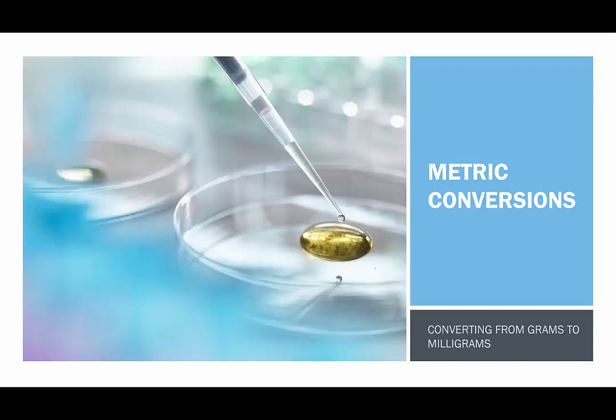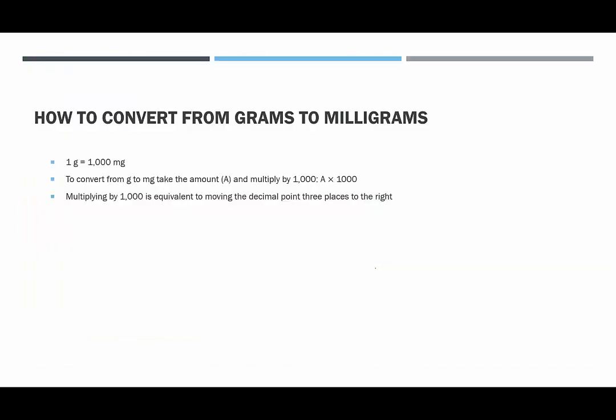In this video on metric conversions, we're going to look at converting from grams into milligrams. How do we convert from grams into milligrams? Well, first, 1 gram is equal to 1,000 milligrams.